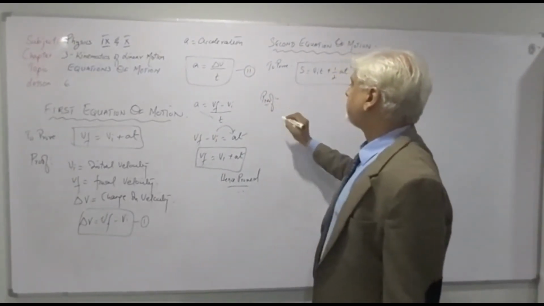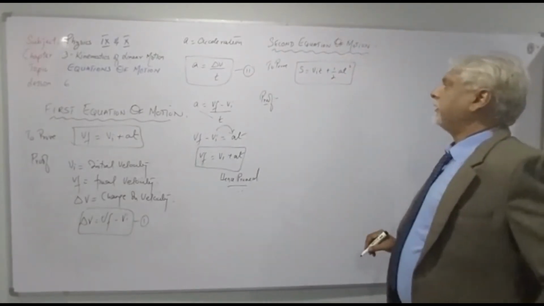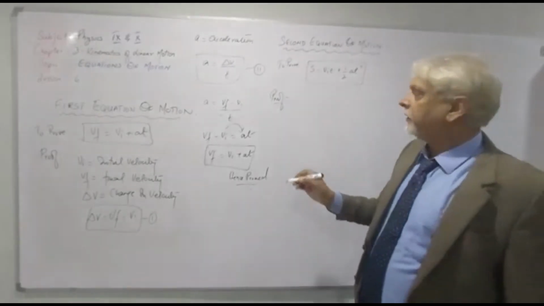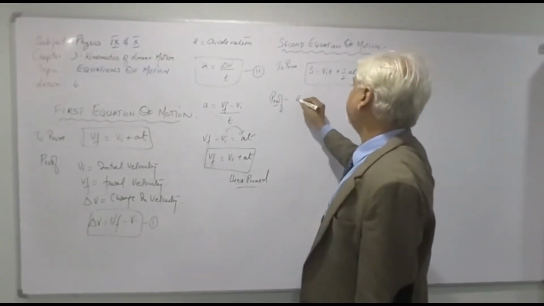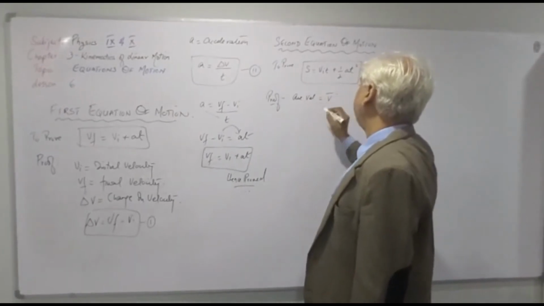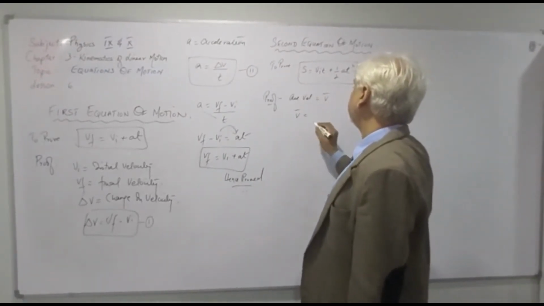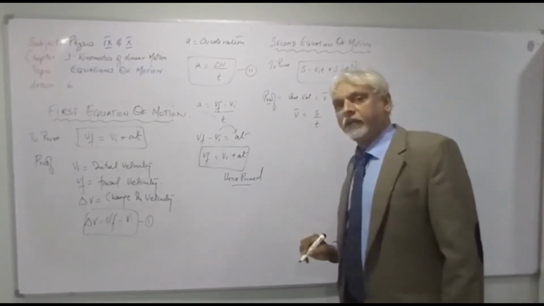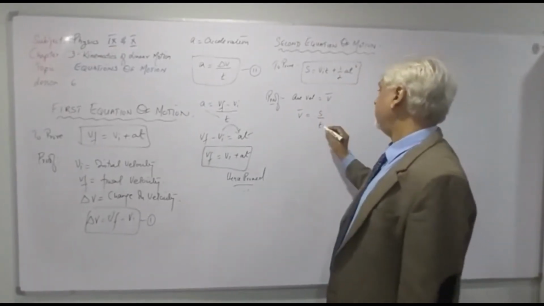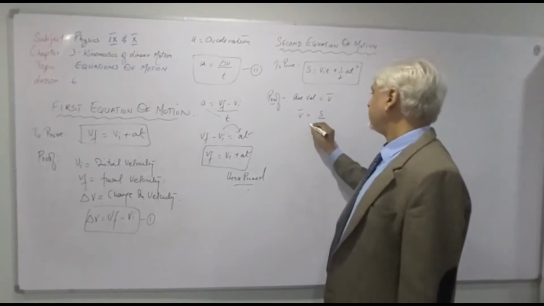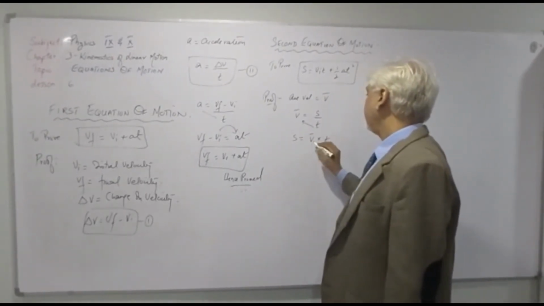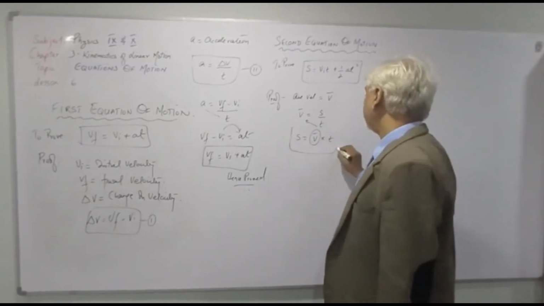Proof. Now we know that average velocity, let's say the average velocity is V dash, is equal to distance upon time. Okay, we know that. So now let's cross multiply. We'll get S is equal to V dash times T. Let's call this equation number 1.